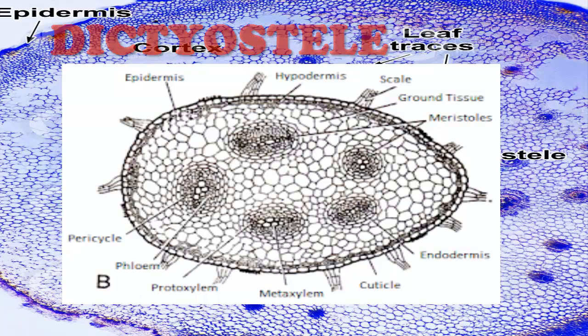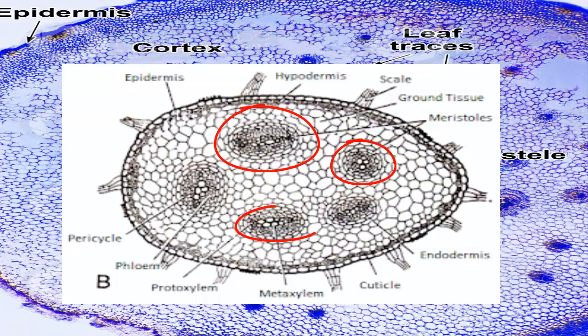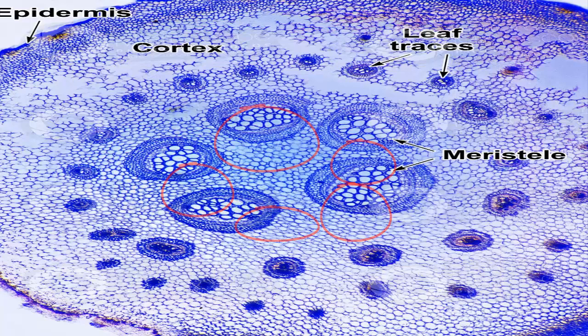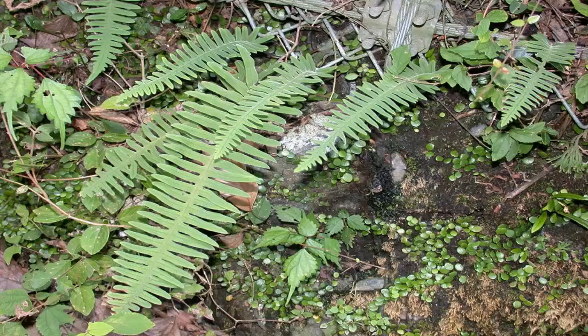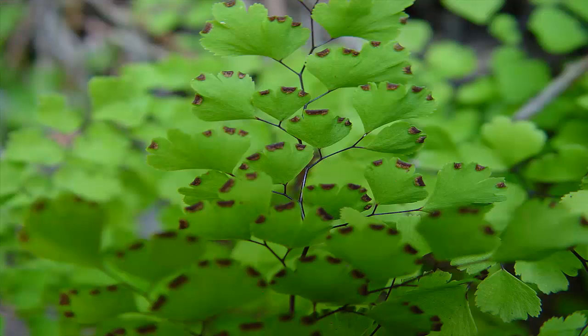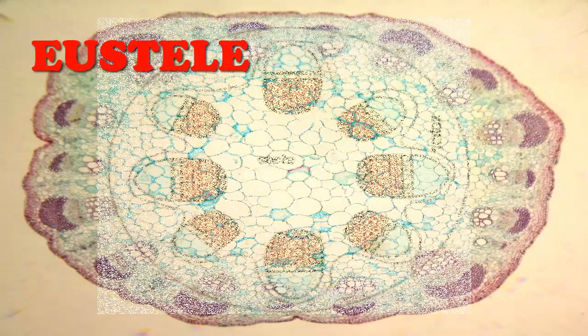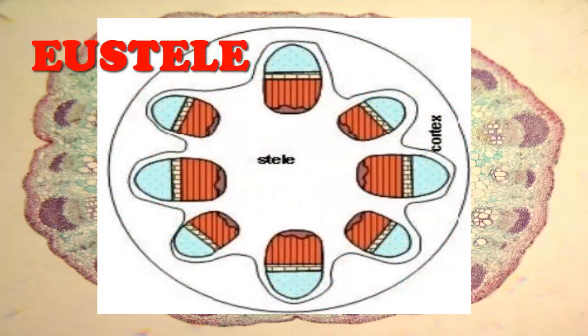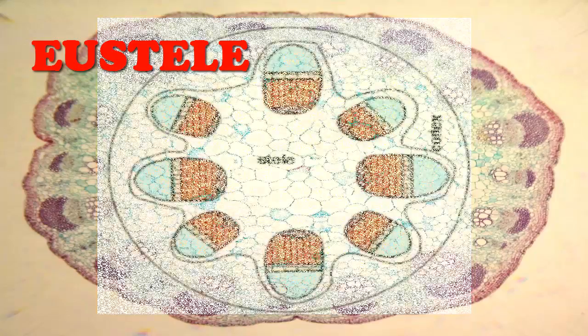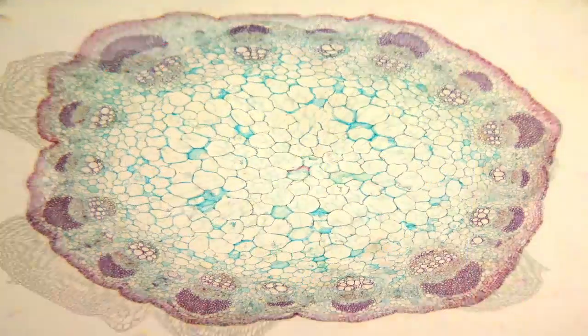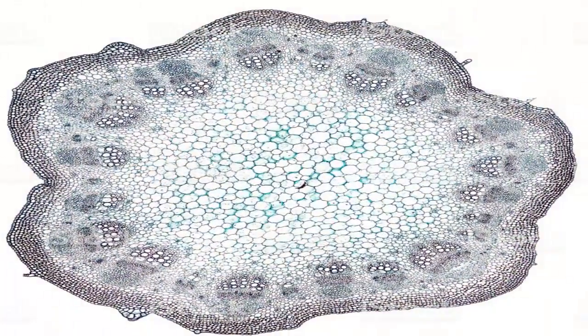Dictyostele. The stele is separated into several vascular strands and each one is called a meristele. Example, Polypodium and Adiantum capillus-veneris, etc. Eustele. The stele is split into distinct collateral vascular bundles around the pith. Example, dicot stem.